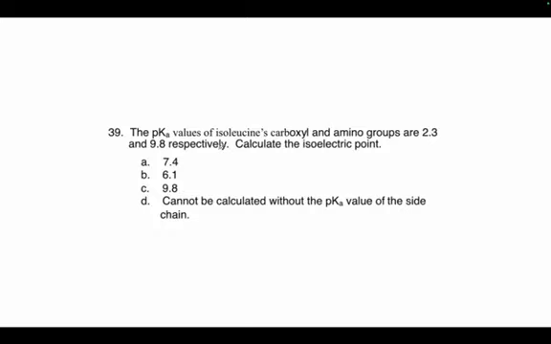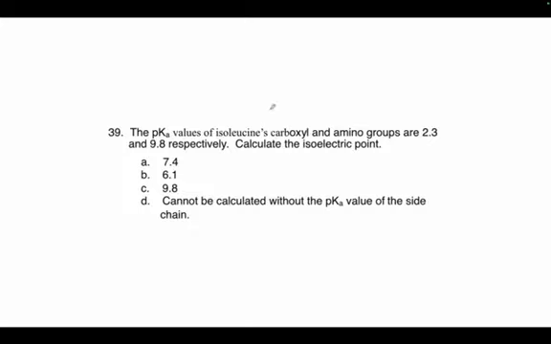Now, if you get this question and the name of the amino acid is not mentioned, the correct option would be D. Cannot be calculated without the pKa value of the side chain. Because it is very important to know what the value of the side chain is before we calculate the pI. But in this question, they have given the amino acid is isoleucine. We already know that isoleucine does not contain an ionizable side chain.